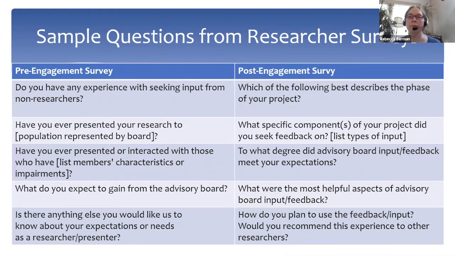These were intended for researchers who presented to the Bureau of SAGES. So on the left, we have questions that really kind of get a sense of what they're hoping to learn, their level of experience with presenting to this particular population, the older adults receiving long-term services and support. And on the right, we have questions that have more to do with what phase of their project, what kind of feedback they did get, and how they use that.